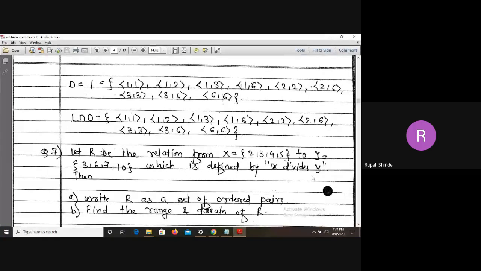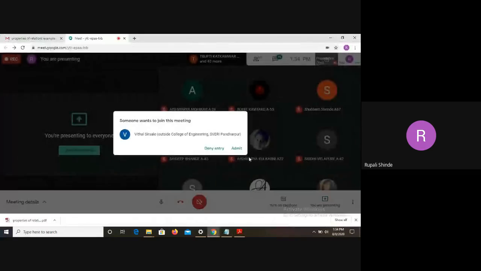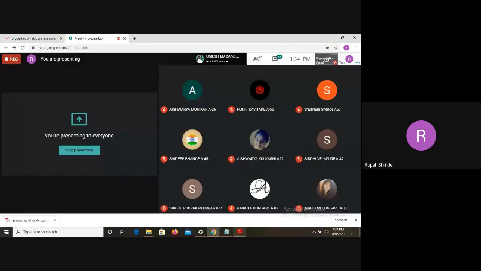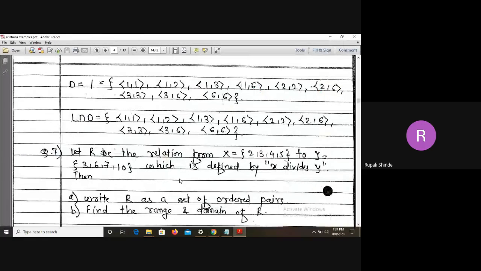So do you want to try for this question? You have to just search for order pairs x divides y. For example, I will tell you one order pair 2 comma 6 because 2 divides 6. That's why we can include that order pair in relation R. So likewise, you have to find remaining order pairs. Now tell me another order pair for element 2.